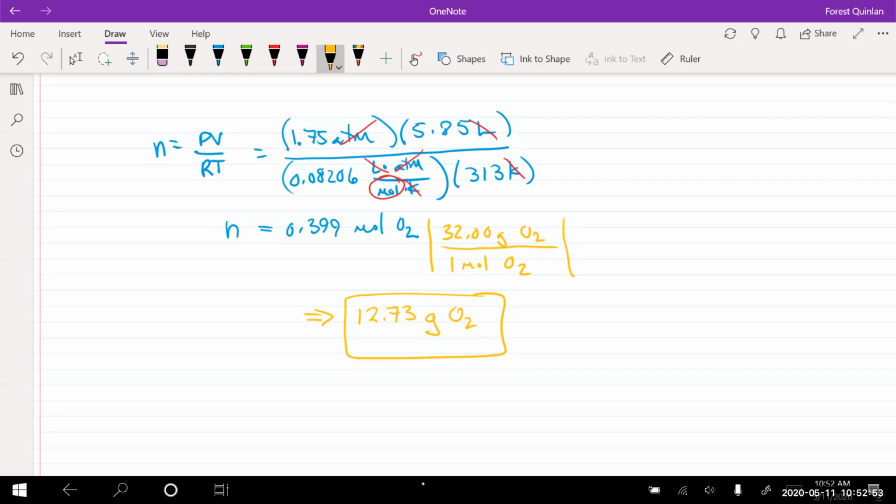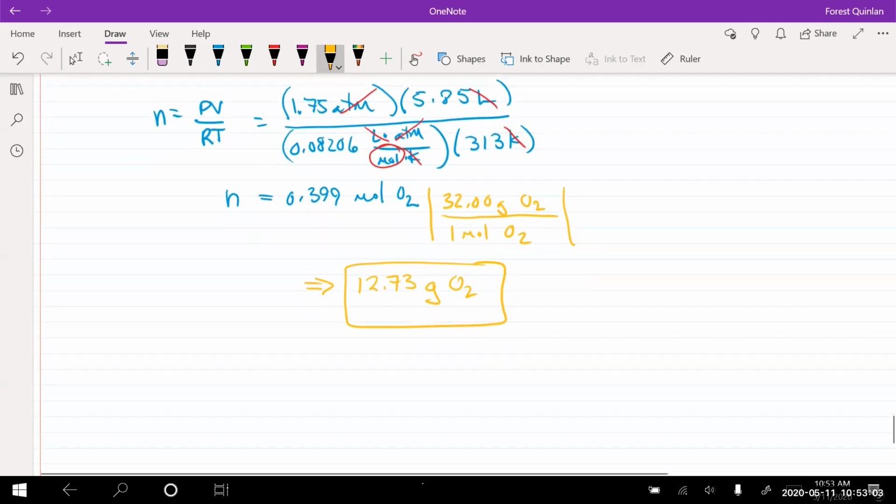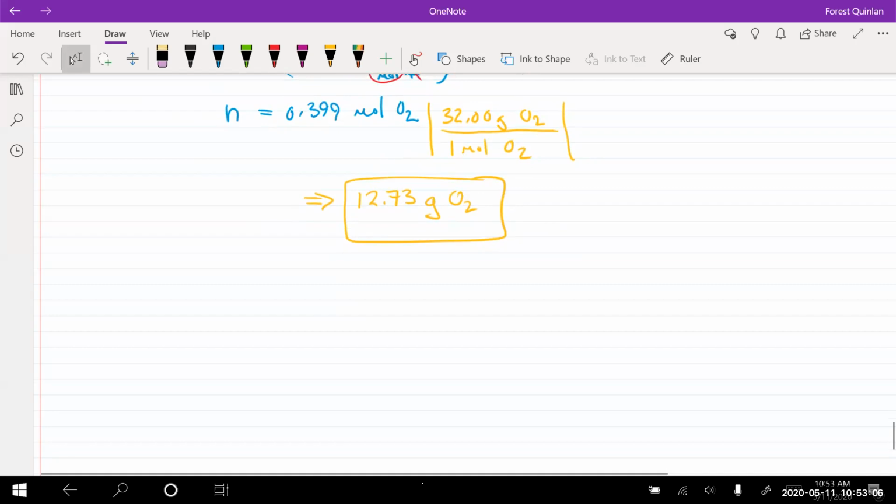So what we have there is a very simple PV equals nRT. That's almost about as hard as it gets. Let's do one more. If we can go that way, we can go the other way. I got 12.76.